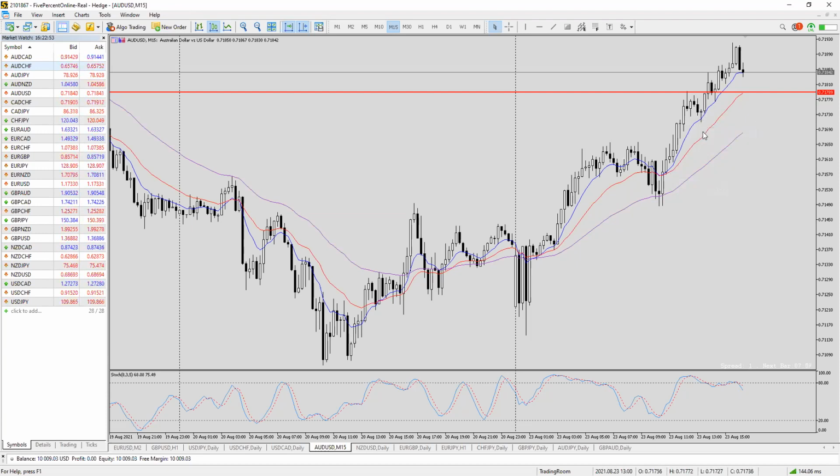And when you enter, you can simply place your stop loss below the moving average and continue moving it up along with the moving average, like a dynamic trailing stop with the dynamic moving averages.